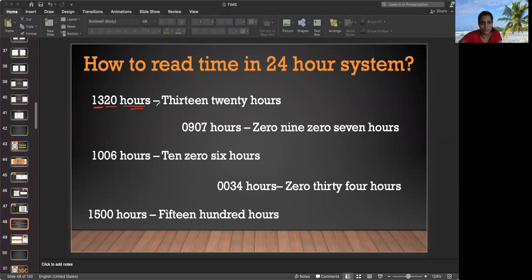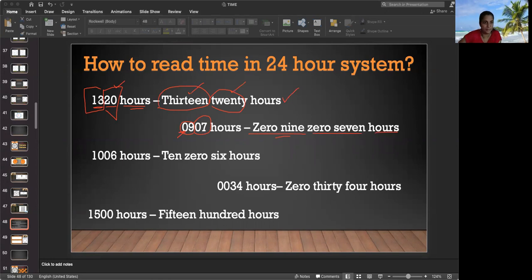Now, how would you read this? You read this in pairs. You read the hours and you read the minutes separately. So over here, the hours show 13, so you say 13. And then the minutes show 20, so you say 20. So it's 13 20 hours. Again, over here, the hours, and over here, the minutes. So you read this individually: you read 09 and then you read 07 hours.